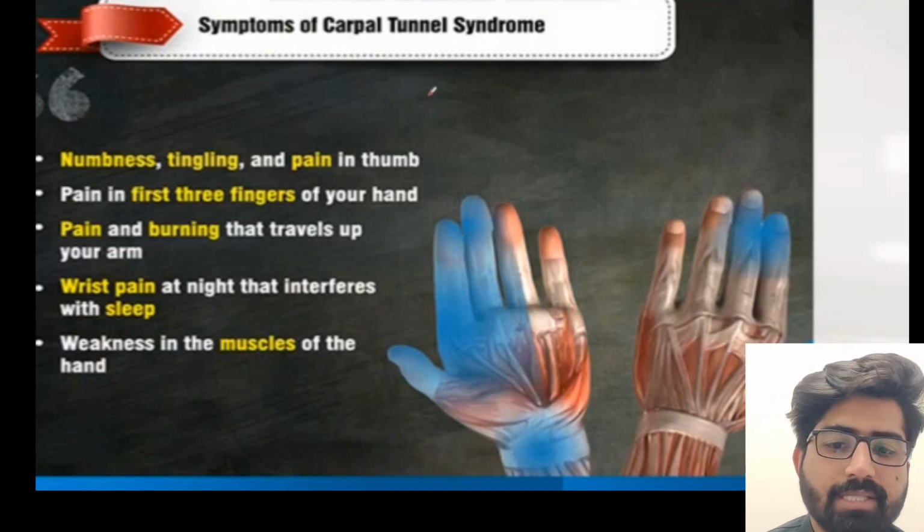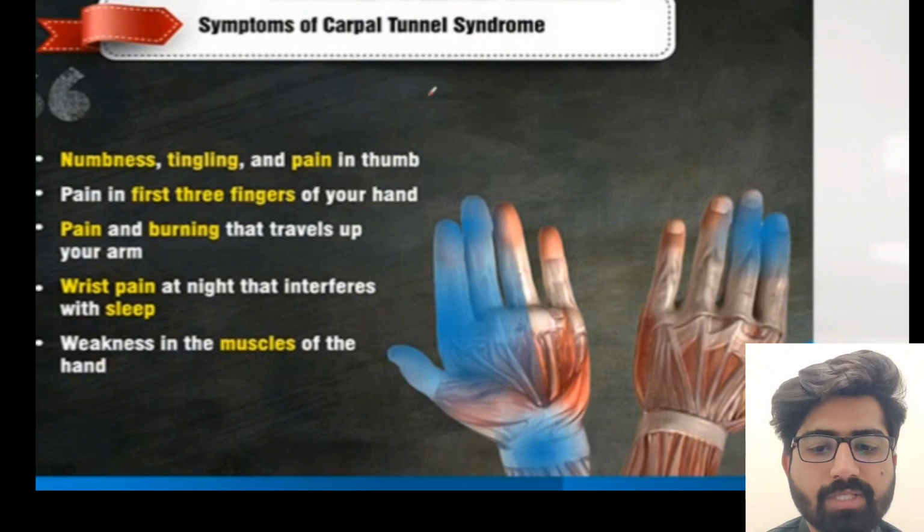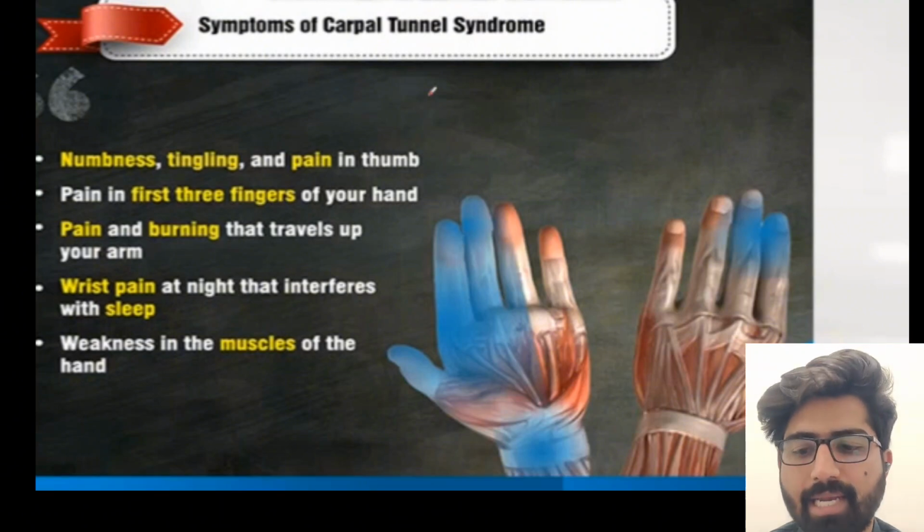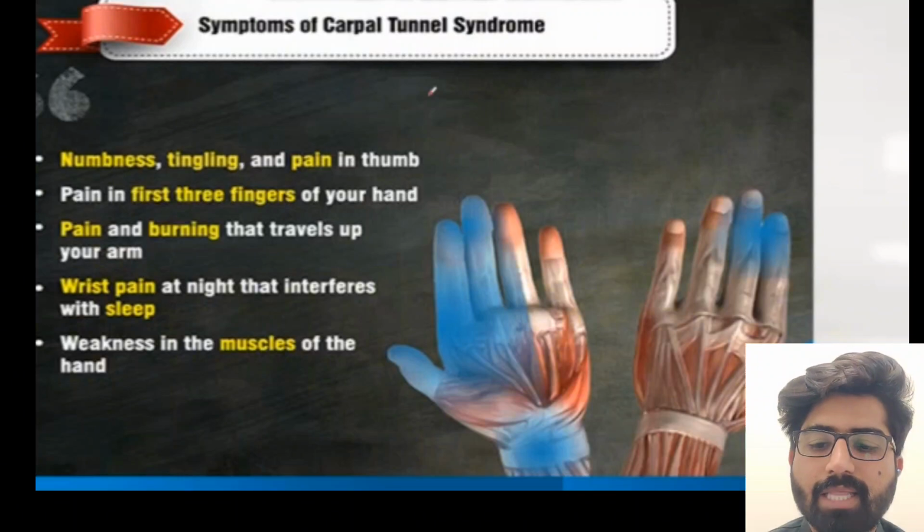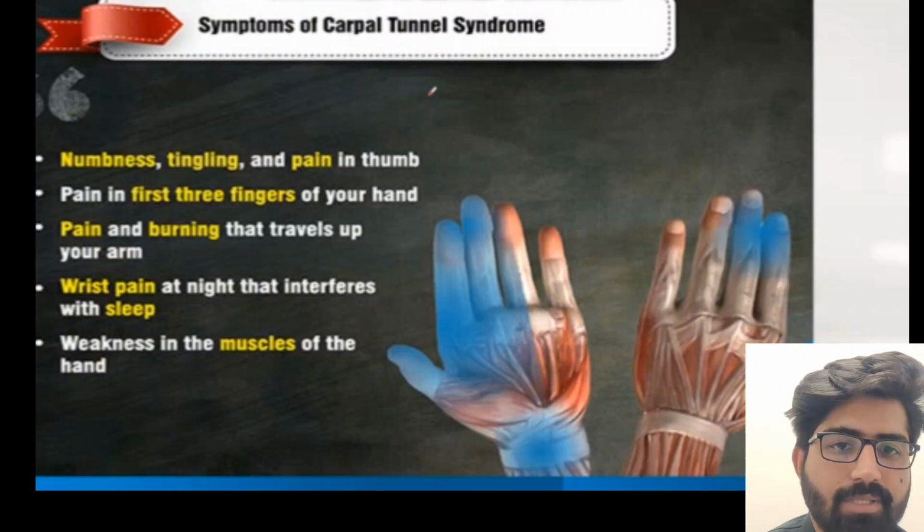The symptoms are numbness, tingling, and pain in the thumb and the first three fingers of your hand, pain and burning that travel up your arm, wrist pain at night that interferes with sleep, and weakness in the muscles of the hand.